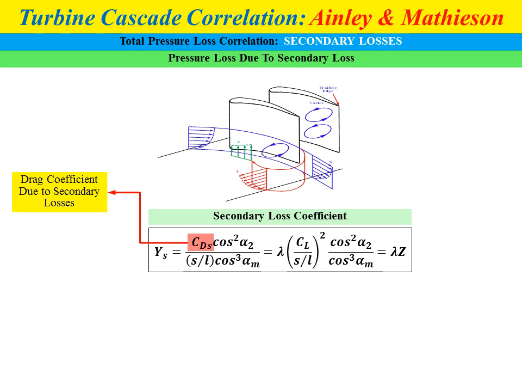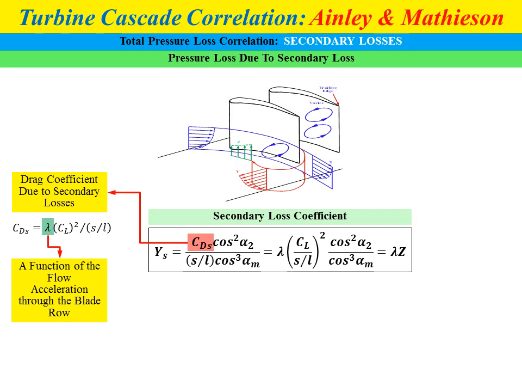CDS stands for drag coefficient due to secondary losses. This term we already discussed in previous lectures, where CDS equals lambda CL, the lift coefficient squared, divided by S over L, where the lambda value represents a function of the flow acceleration through the blade rows. So if you face a problem involving the secondary loss coefficient, normally the value of lambda will be given, and the Z value is the blade loading coefficient, which is also normally given.